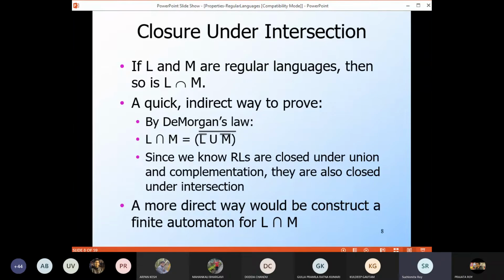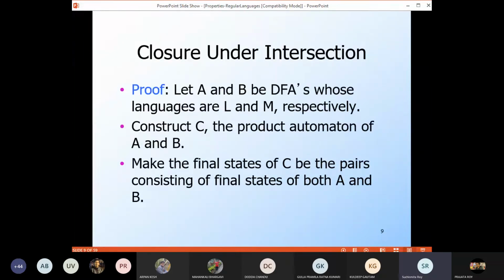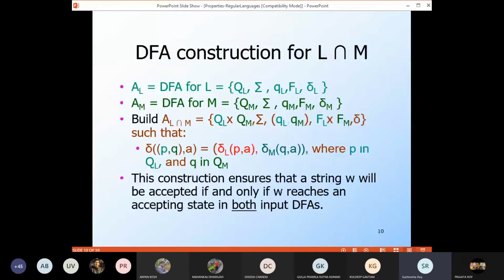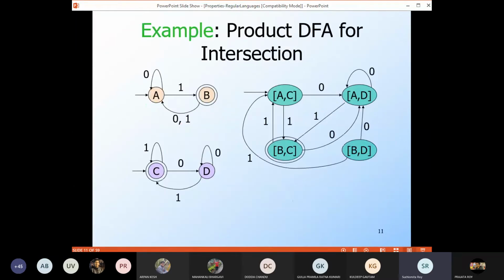But there is a direct way, and we could construct a finite automata, which often turns out to be very useful. So we have two DFAs, A and B, whose languages are L and M respectively. What we do is we construct what is called the product automaton of A and B. So let's see how the product automaton is constructed. This is an example. We'll go back and look at the formal definition.